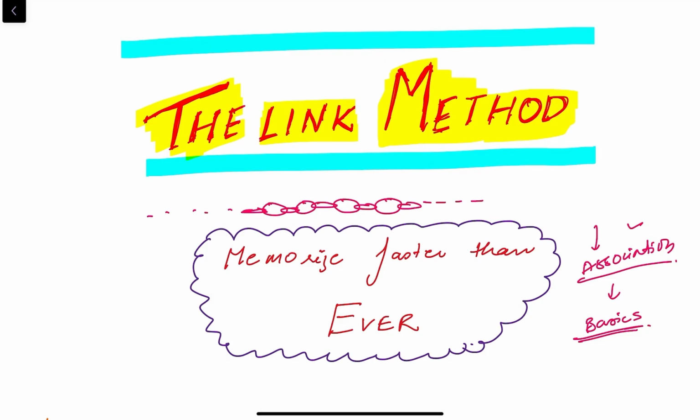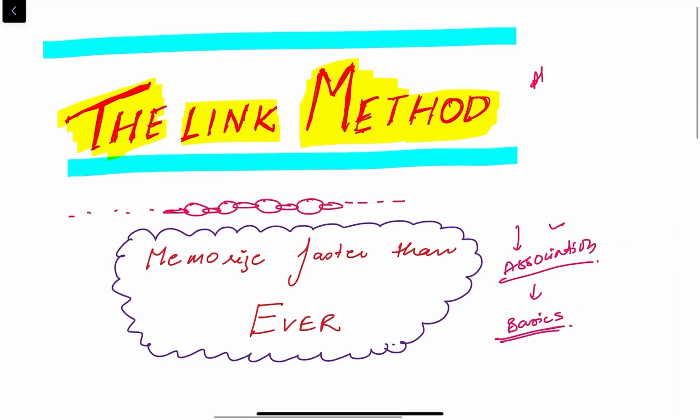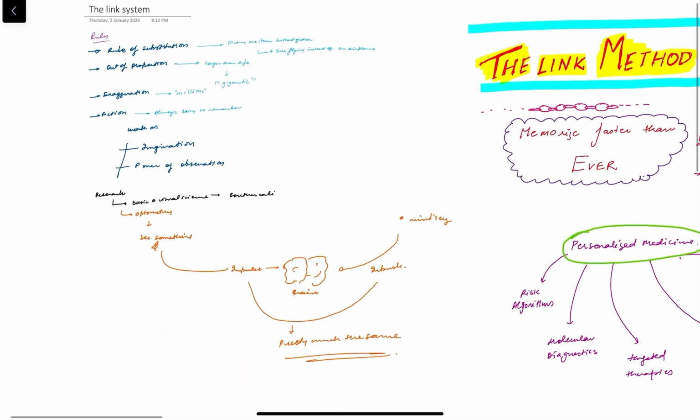Moving on to the link method. With this method, you can memorize things which are very abstract or have to be memorized in a certain pattern or serial, or anything at all. Whatever you want to memorize, you can memorize it with the help of the link method. So now, without wasting any time, let's move on to the method itself.